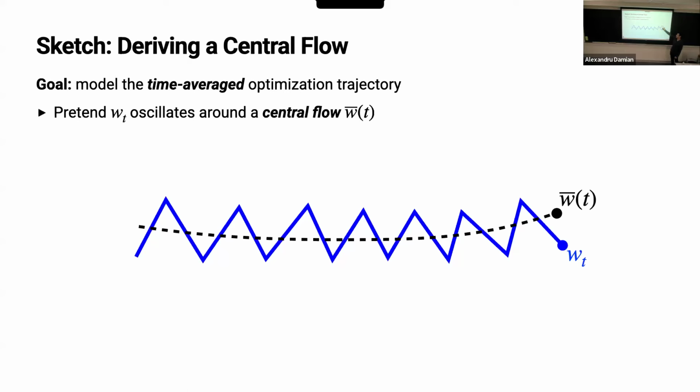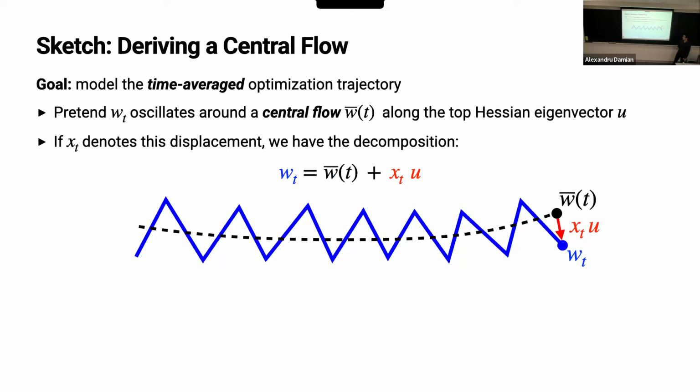I'm just going to posit the existence of such a central flow w bar, and I'm going to try to derive some conditions that it must satisfy. The first thing that we can notice is that we can put an additional constraint, which is that you oscillate along the top Hessian eigenvector. In the quadratic case, you begin to blow up only in the directions where the corresponding eigenvalue is above 2/eta. So if only one eigenvalue is above this critical threshold, you're going to oscillate along the corresponding eigenvector. So we're going to assume that w_t oscillates around w bar in the u direction, where u is the top Hessian eigenvector. This is just a modeling assumption.